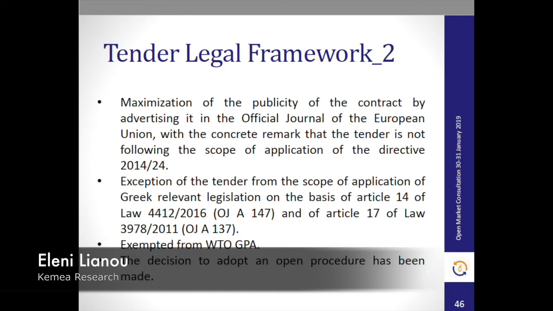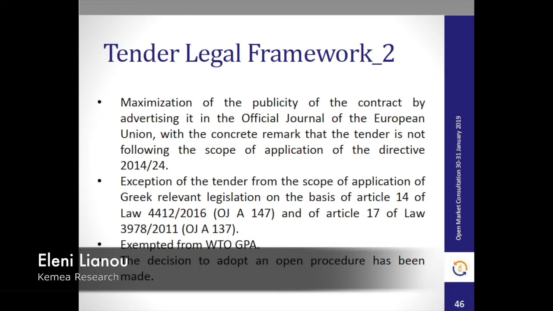We try to have as much publicity as possible. So we aim at the maximization of the publicity of the contract by advertising it in the Official Journal of the European Union, with a contradictory remark that the tender is not falling under the scope of the Procurement Directive. Also, the tender is excepted from the scope of the application of the relevant Greek legislation on public procurement, which is Law 4412 of 2016.